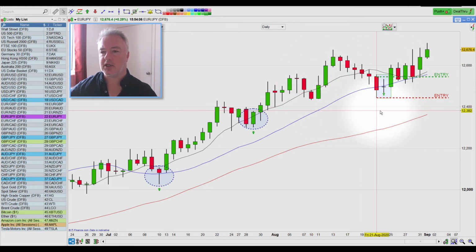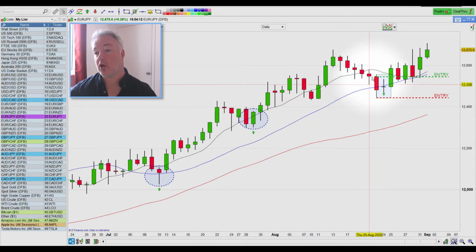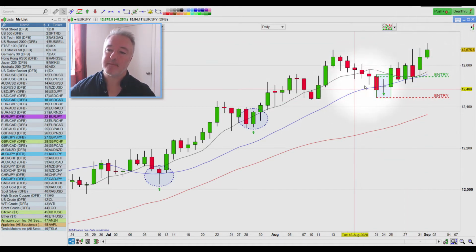It was actually an indecision candle. And so my entry would have been just above the high, usually 3 pips above the high, with the stop loss below the low of the previous candle because that's the swing. And actually this one is still in play.